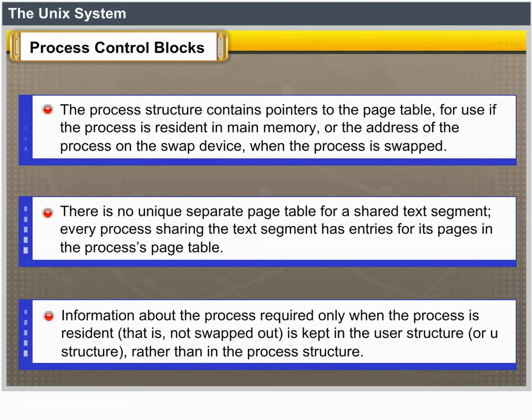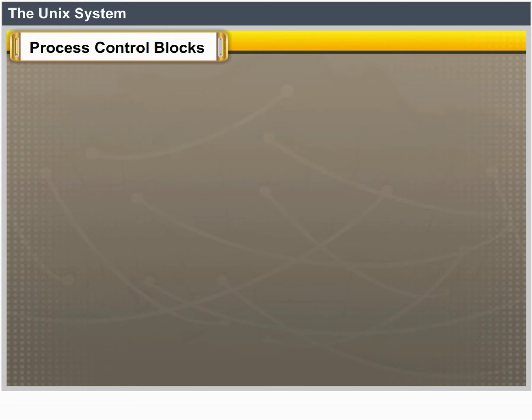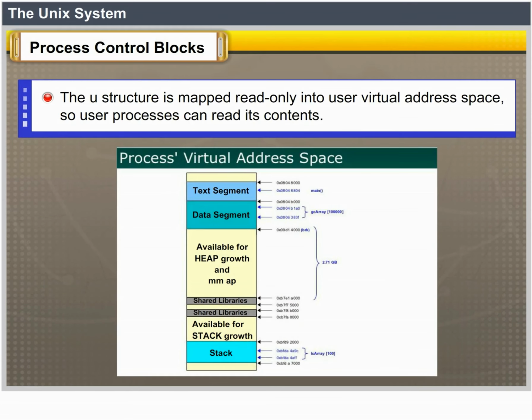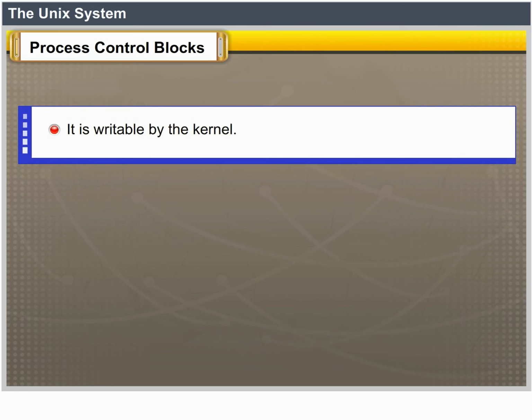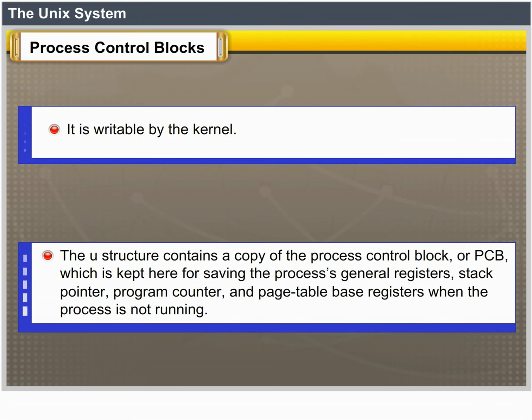Information about the process needed only when the process is resident, that is, not swapped out, is kept in the user structure, or use structure, rather than in the process structure. The use structure is mapped read-only into user virtual address space so user processes can read its contents. It is writable by the kernel. The use structure contains a copy of the process control block, or PCB, which is kept here for saving the process's general registers, stack pointer, program counter, and page table base registers when the process is not running.